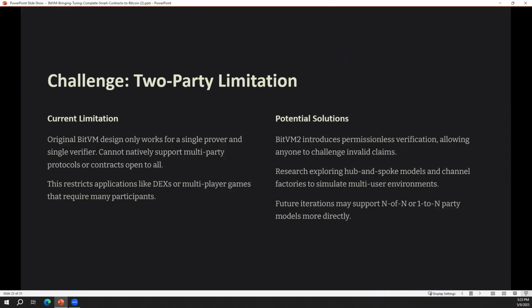The BitVM2 iteration has begun to relax this. It introduces permissionless verification, allowing anyone to step in as a challenger even if they weren't part of the original contract setup. In practice, BitVM2 may still start with a setup operator or an initial group for things like a rollup or bridge, but it ensures that any outside observer can police the execution. This improvement means a malicious prover cannot simply bribe or collude with a fixed verifier to cheat, because any third party could catch them and trigger a fraud proof. Looking forward, research is exploring ways to support n-of-n or one-to-n party models more directly.